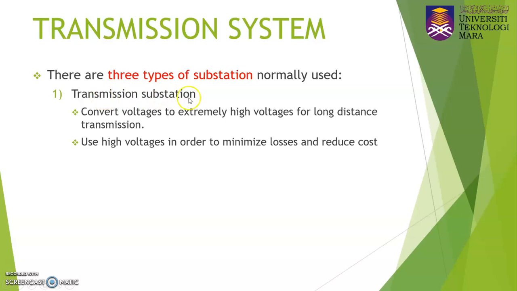The transmission substation will convert the voltage to extremely high voltage for long distance transmission. Why do we need to use extremely high voltage? It is in order to minimize the losses and also to reduce the cost. So that's why, from the generation, in order to transmit the power, we need to convert the voltage from low voltage to extremely high voltage.